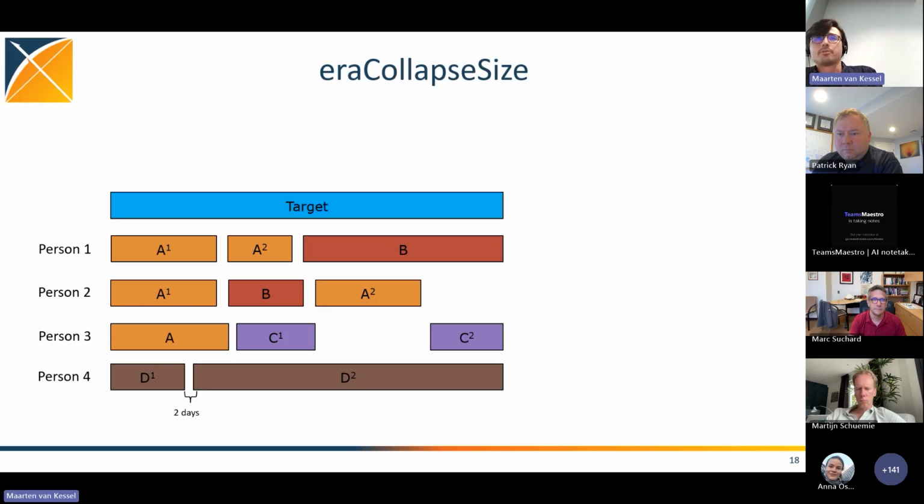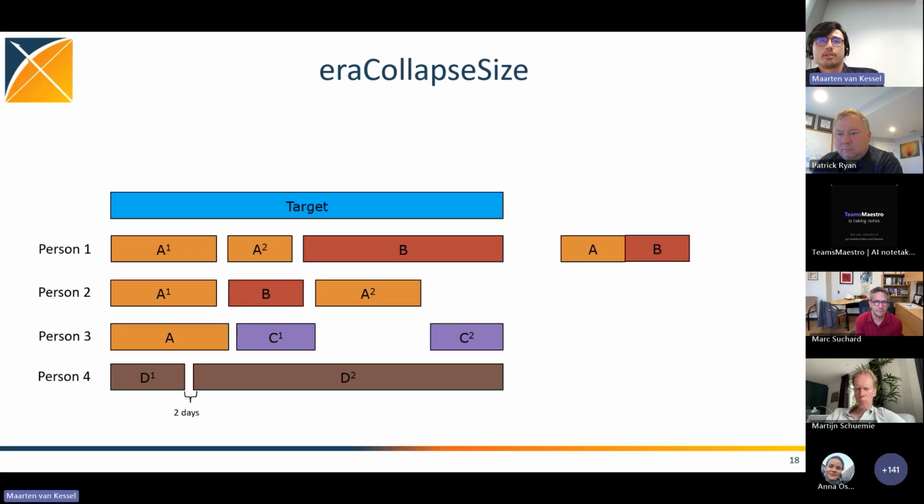Error collapse size. So we've also seen this in the major figure from the index paper before. Maybe 2 treatments that are reoccurring. So let's say A1 and A2, they are both treated with A. That gap might be small enough to say, okay, this person is just continuously treated for a specific period. So for this person, their treatment will be A to B.